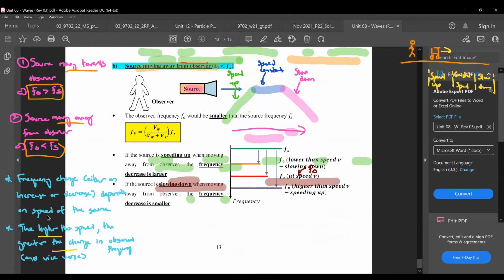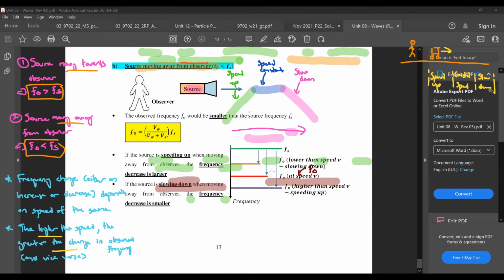Okay, your frequency change, either increase or decrease, depends on your speed. If you're moving at higher speed, you're going to have a greater change in your frequency. So that change is either increase or decrease, but it depends on whether you are moving towards or away from the observer in the first place. So let's look at this question right now.